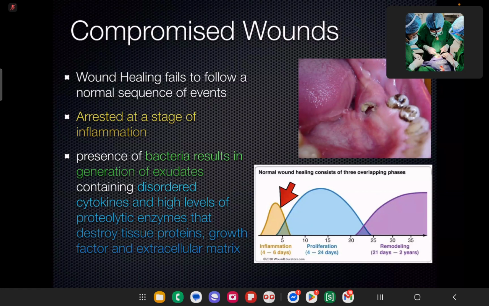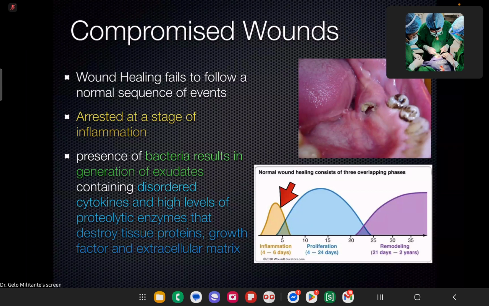One of the things that we really need to look into if there is an unhealing wound is the compromised wound. When you say a compromised wound, it's a wound healing that fails to follow the normal sequence of events. So it means that it's something that did not heal.